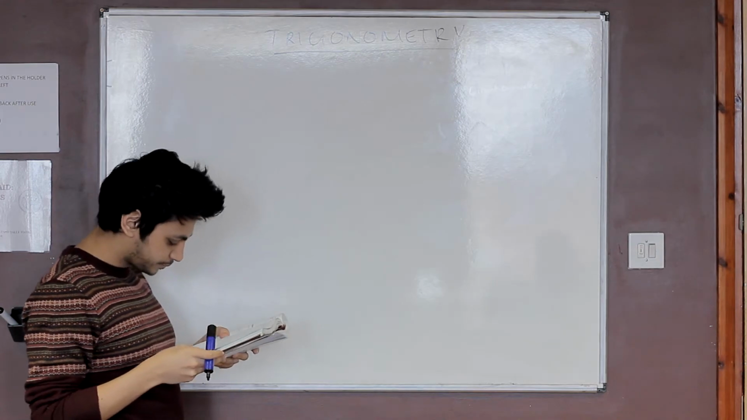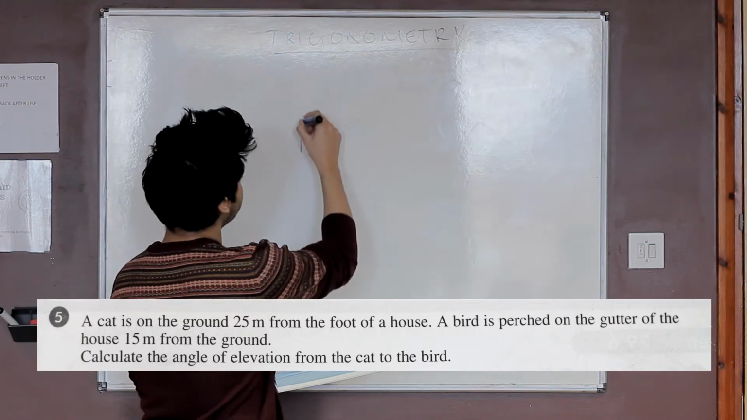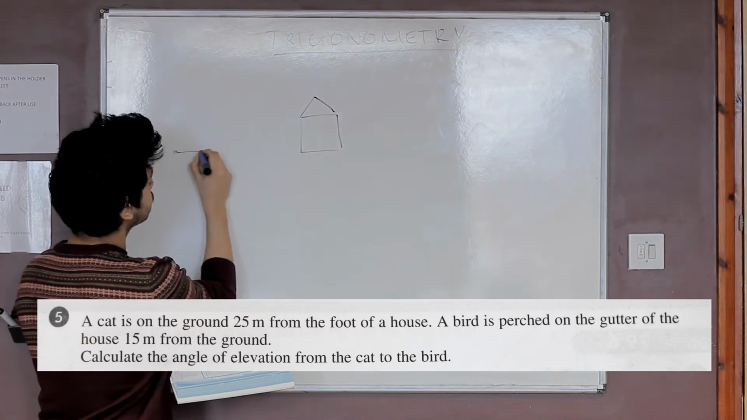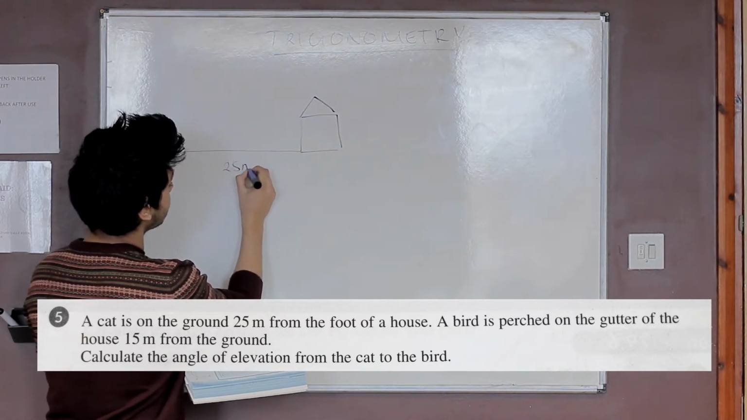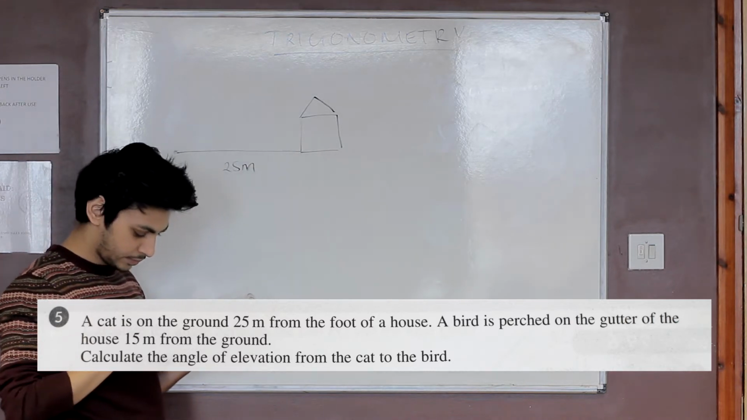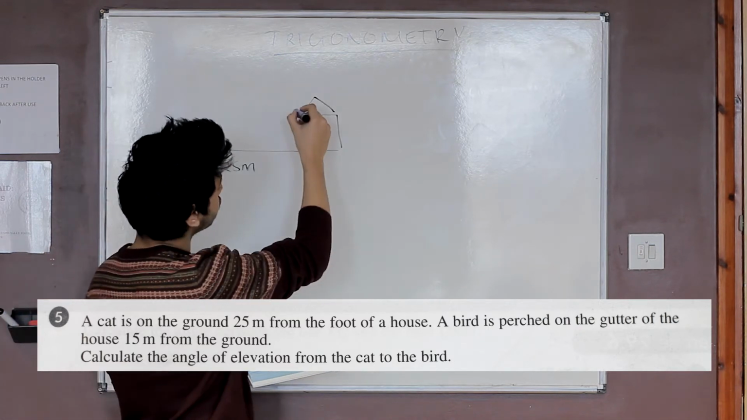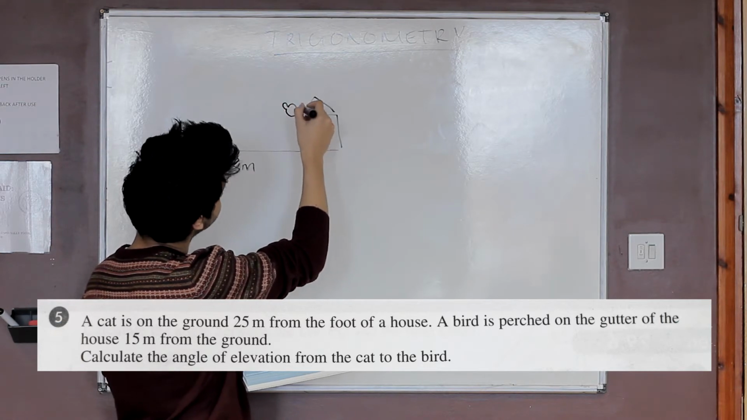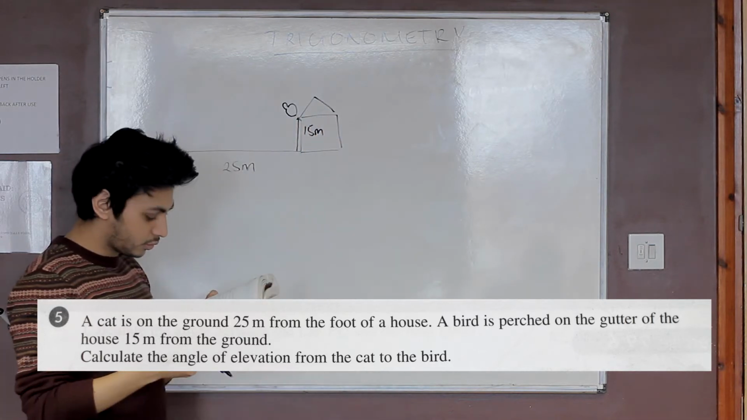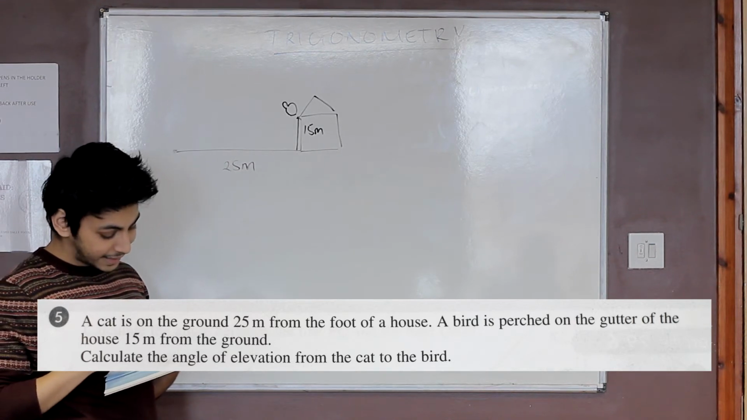So the first line reads, a cat is on the ground 25 meters from the foot of a house. So let's just draw a house here. Say we've got a house, and we know that there's a cat here, 25 meters away from the foot of the house. The second line reads, a bird is perched on the gutter of the house 15 meters from the ground. So we've got a bird, not a very good bird, on the gutter of the house. Calculate the angle of elevation from the cat to the bird.